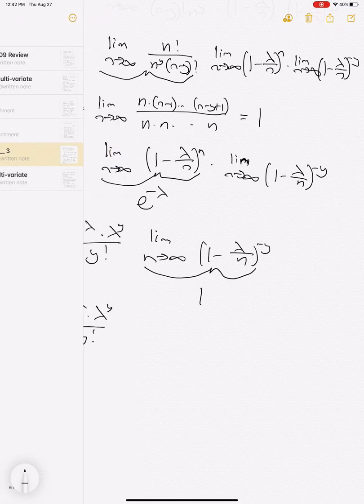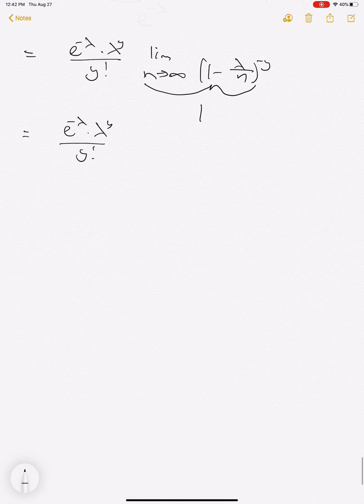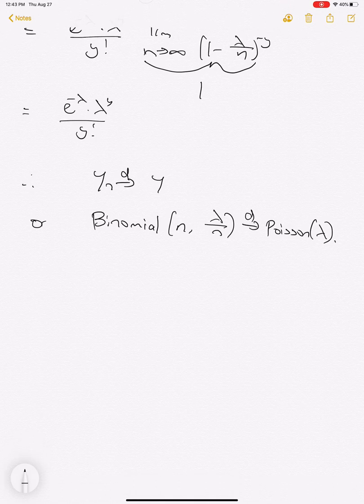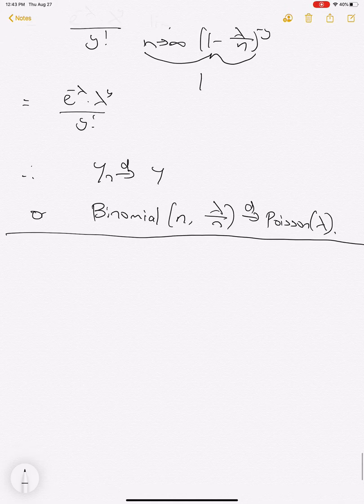Okay, and so what that means is therefore Yn converges in distribution to Y, or we can say that Binomial(n, lambda over n) converges in distribution to Poisson(lambda). Okay, and so the point of this example is just to get comfortable with working with this notion of convergence in distribution. So we're almost done for the day. I know we're a little bit over the hour now, but I'll just finish up very shortly.